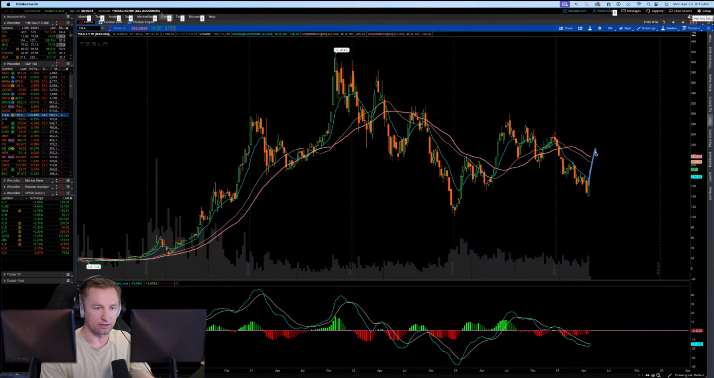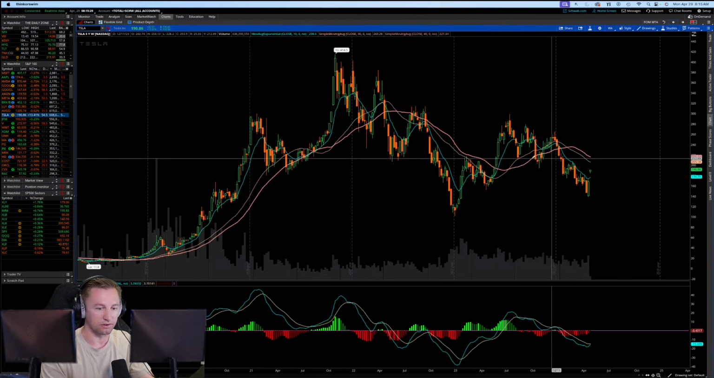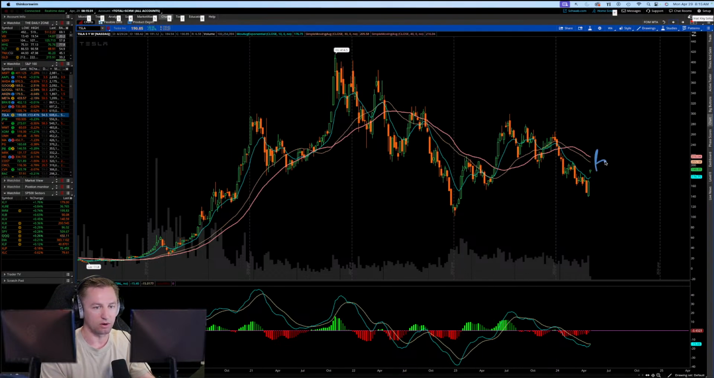Now, what does this mean? Is it something to get super excited about? I don't know. I don't think so. I think it's just coming back into another swing, a lower high. But that means that there's still opportunity to potentially get up to 200, 210, 215, somewhere around in those areas, and then see how it consolidates and how it manages up in those areas.